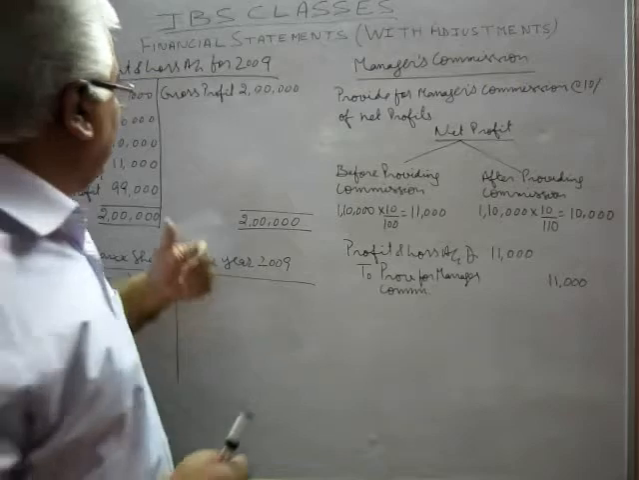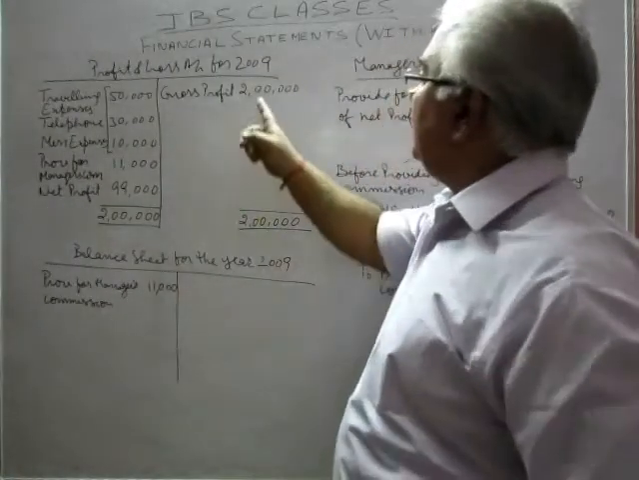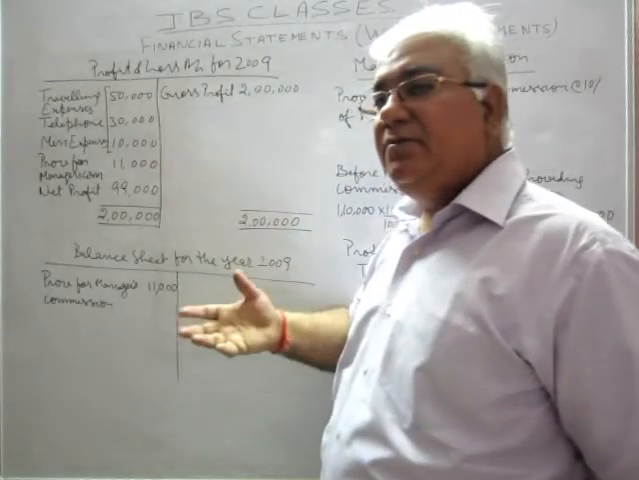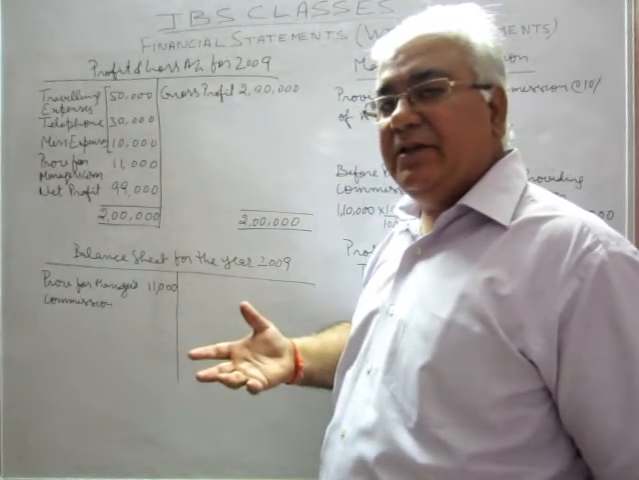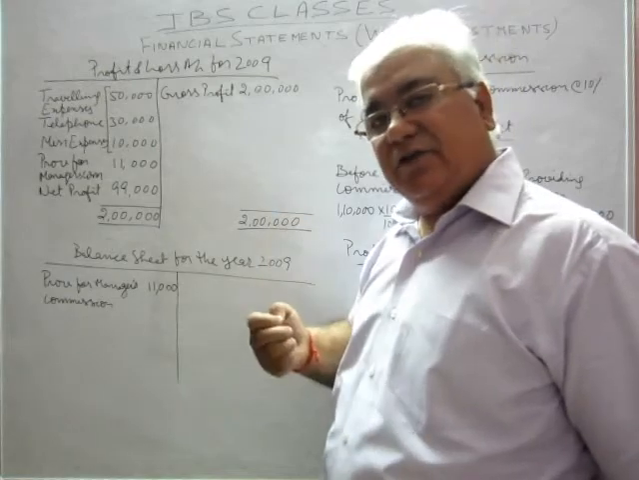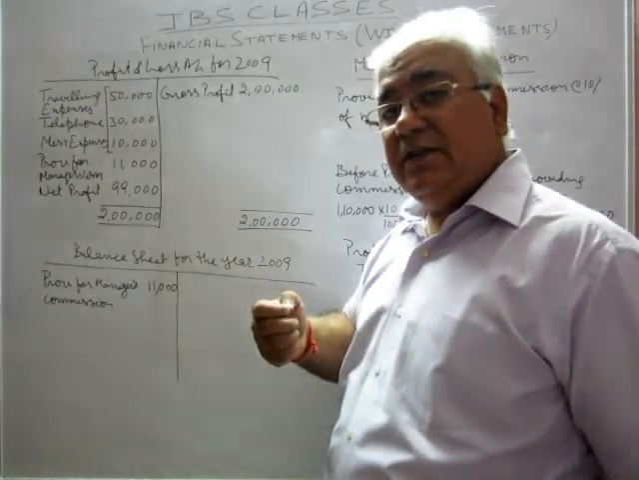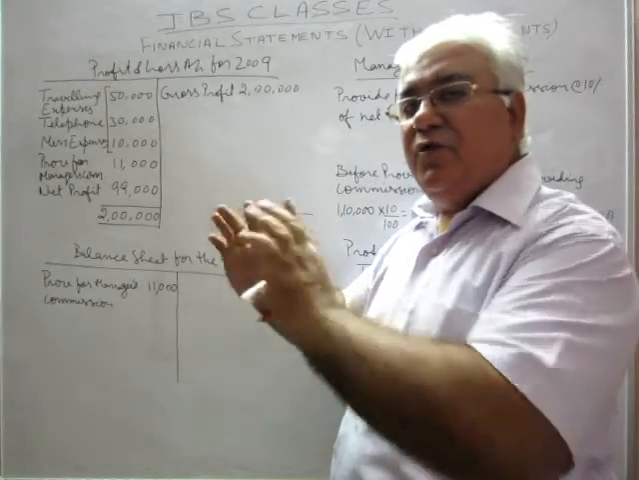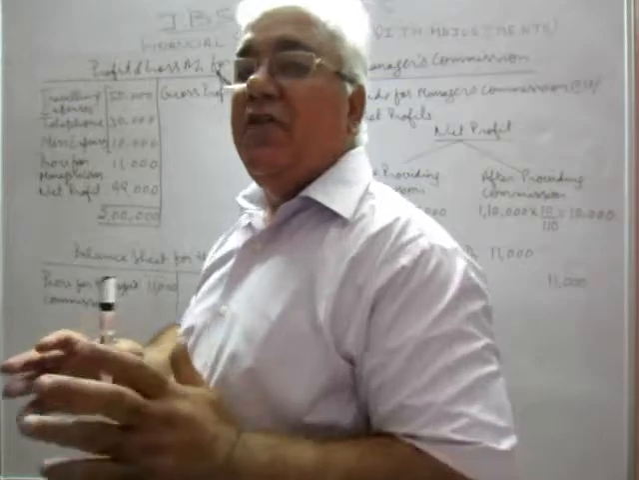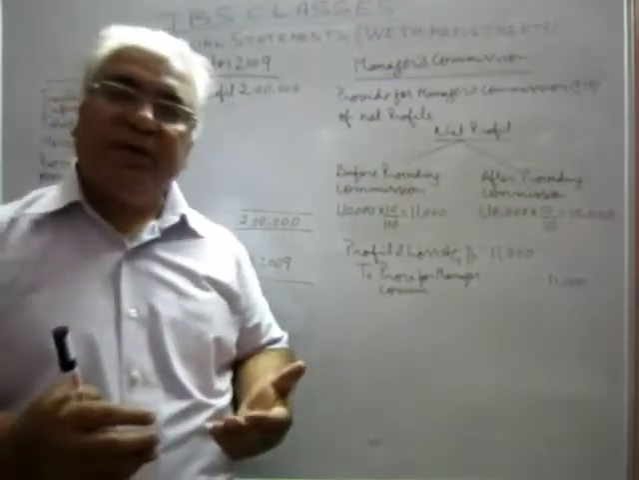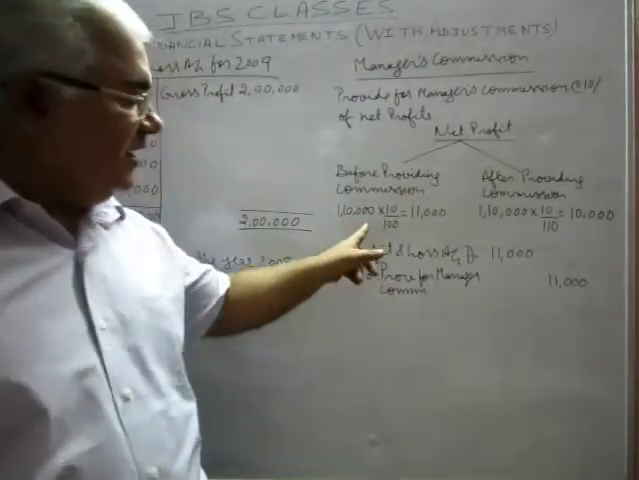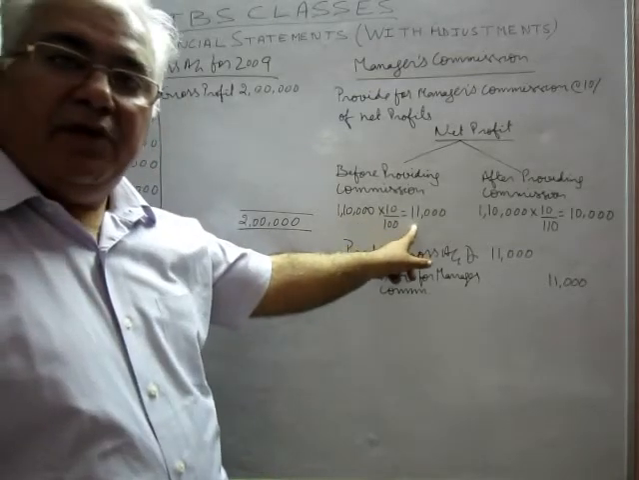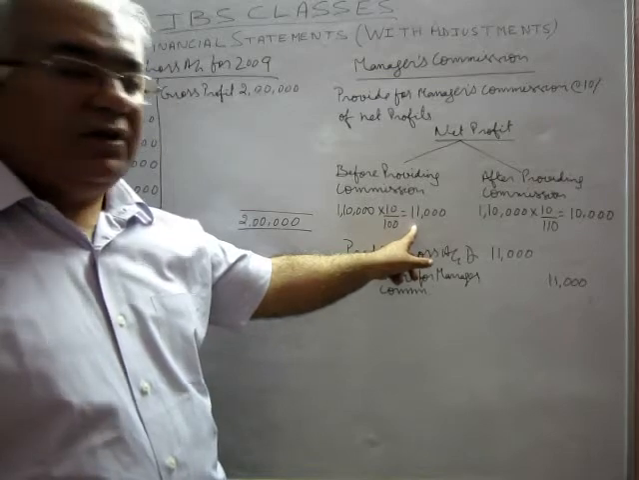For example, in this case, gross profit is 2 lakhs and the expenses are 90,000. That means our net profit before providing for manager's commission is 1,10,000. Now, if the question says that you have to provide for manager's commission on this profit, that is before providing for manager's commission, that means we must pay this fellow 10% of rupees 1,10,000. Okay, so 11,000 will be payable to him, and we have to create a liability for this.